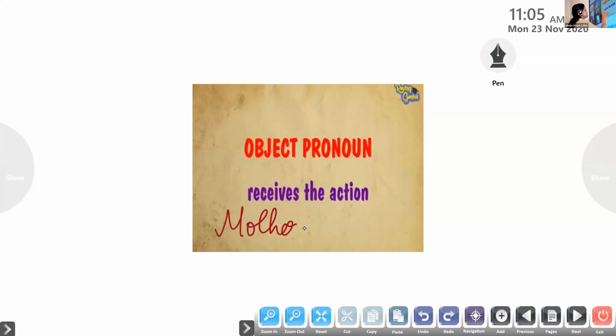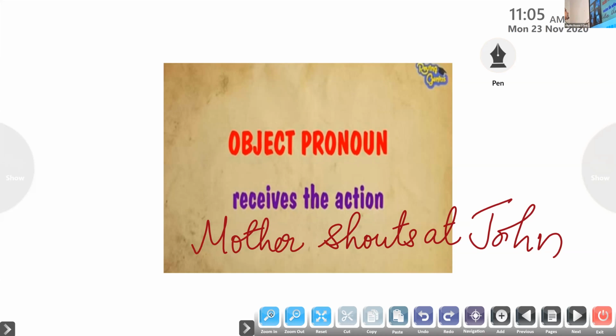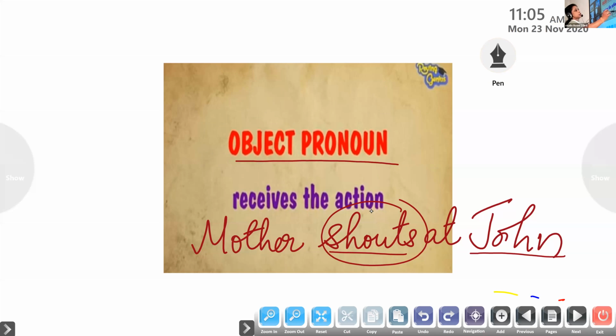Mother shouts at John. All of you, please do look at the screen here. All of you, please look here. So here, the object usually comes after the verb. So John is the object here. All of you, please do listen. The subject always comes in the beginning of a sentence. The object usually comes after the verb. So shouts is the verb here in the sentence. So the object is John here.